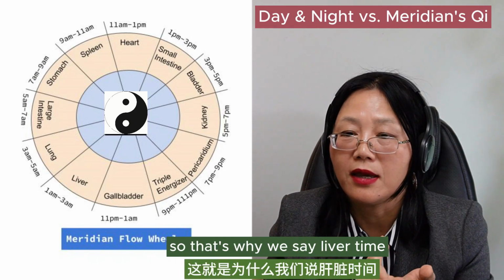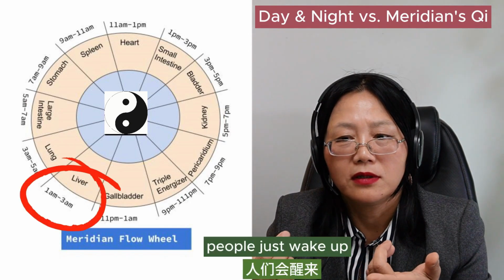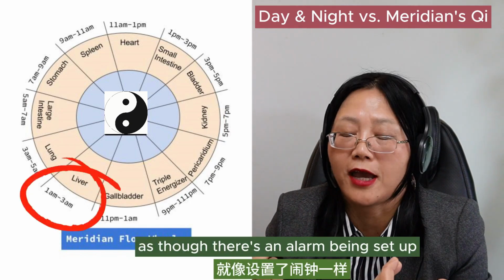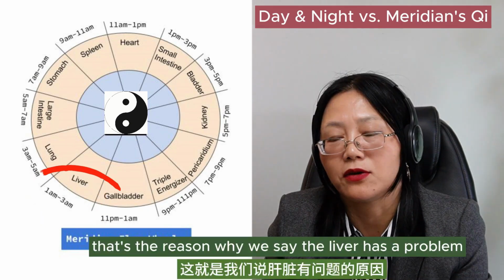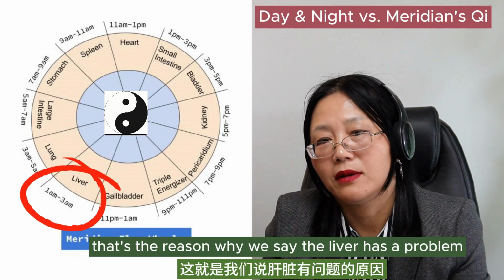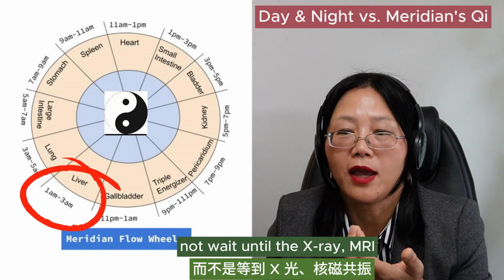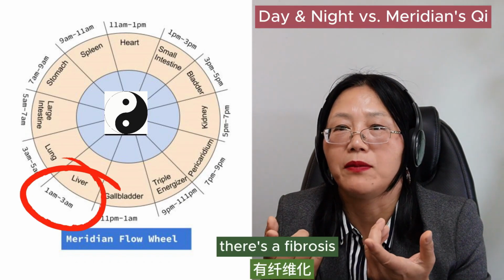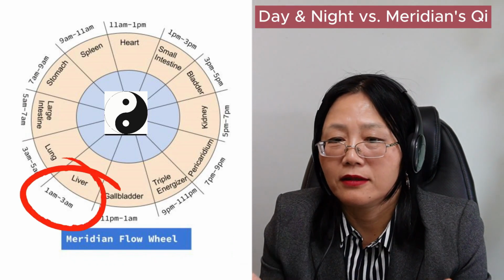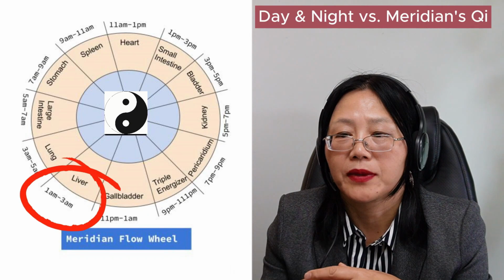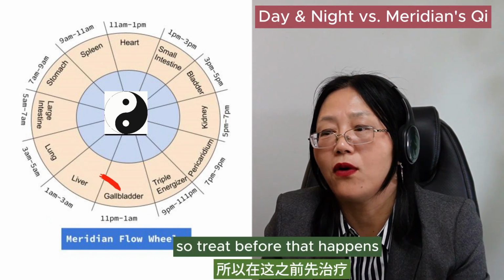So that's why we say liver time is from 1 o'clock to 3 o'clock. If people wake up automatically during that time, that's the reason we say the liver has a problem. You need to do the treatment, and not wait until the X-ray or MRI tells you that there's fibrosis or a nodule inside the liver. By that time, honestly, it's too late. You still have a chance, but the chance is much, much less. So treat before that happens.